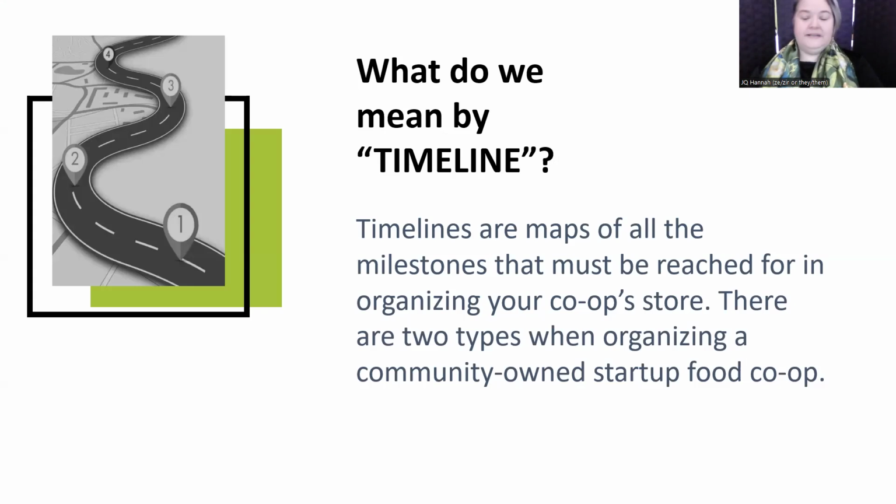So first off, what do we mean by timeline? When I'm saying timeline, I'm talking about the maps of all the milestones that must be reached for the organizing of your food co-op. So there are 2 types when we're organizing a community-owned startup food co-op, and we hear the term timeline used a lot, but these 2 types of timelines, these maps to where we're going and how far along we are on the journey of organizing our startup food co-op, are pretty distinctly different. And so we wanted to have a session where we clarified that and tell you what tools do and don't exist to help you build those timelines, and where you can find some examples from your peers.